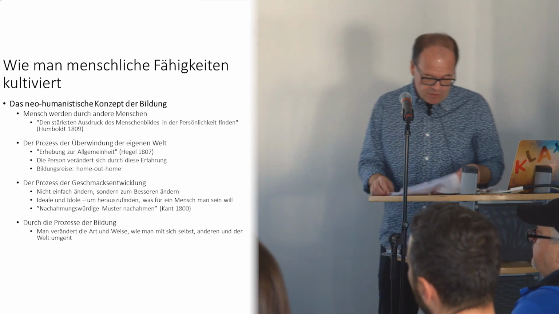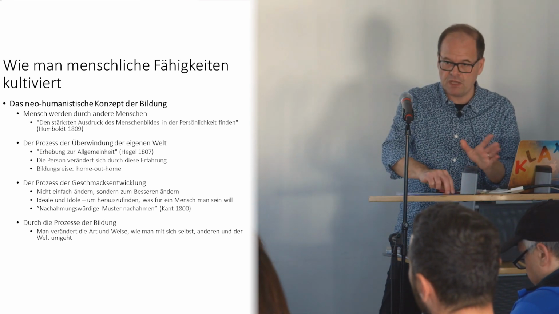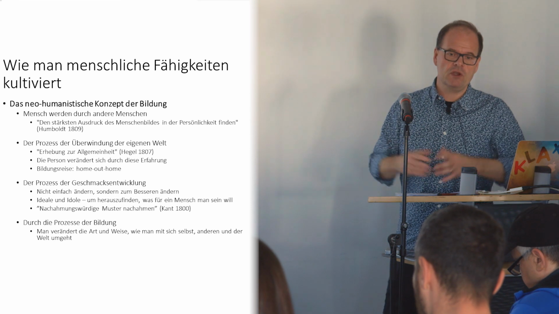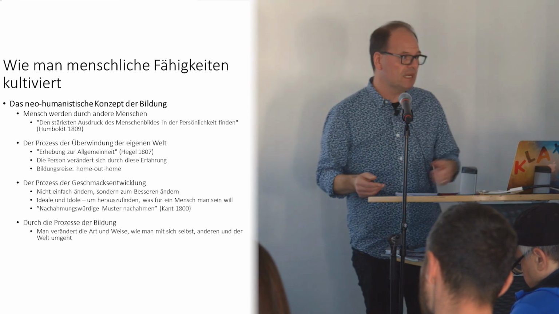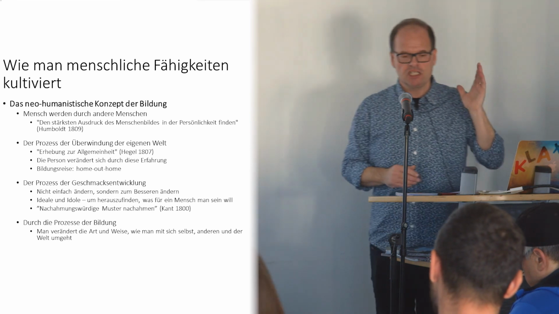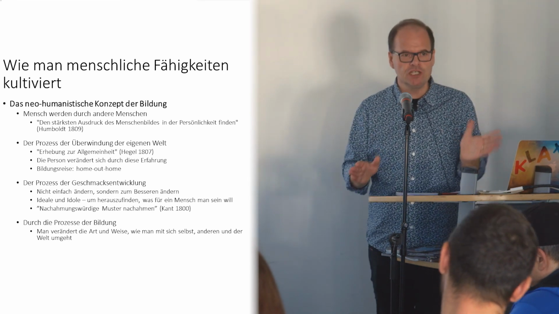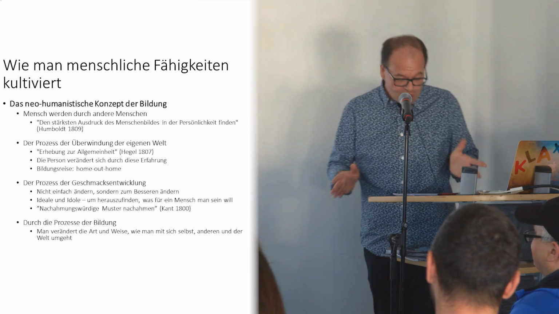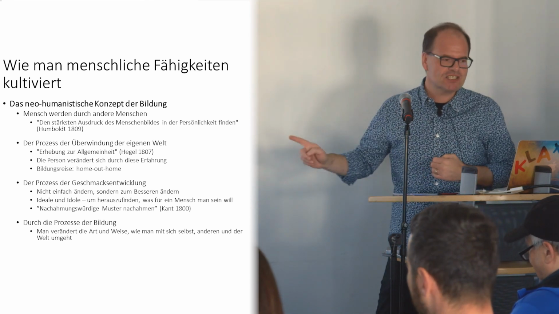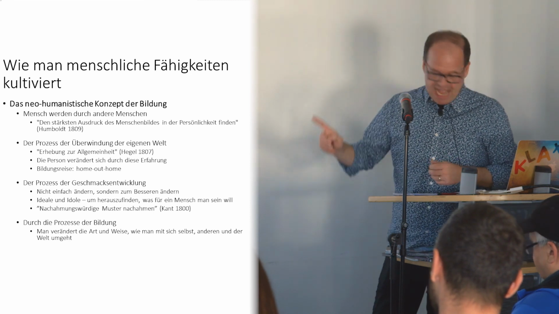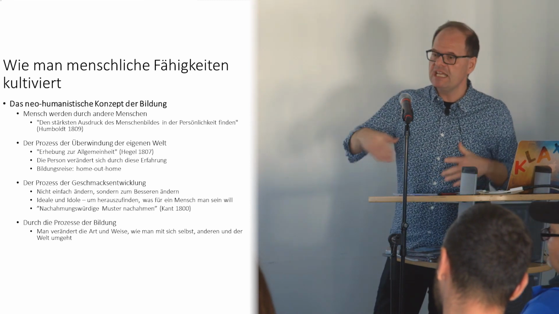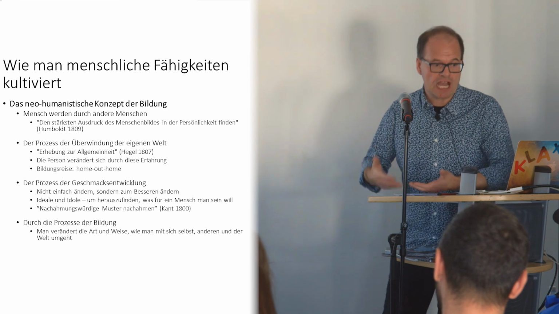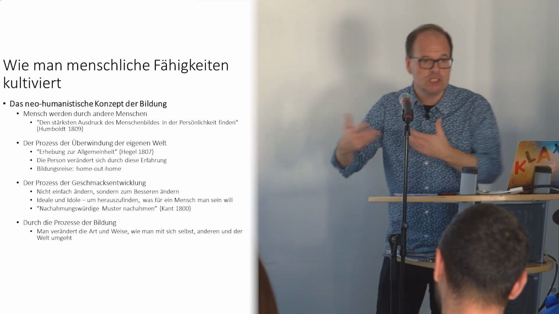Okay, now I come to this neo-humanistic concept of Bildung. You might be familiar with it. The neo-humanism started 200 years ago. It was people like Humboldt, Herder, Schiller, Schlegel, Hegel, a lot of good white dead men, right? And I'm sorry for that, but they said something important that we can use today. And what is quite important is that they talked about how the Bildung process goes on. How do you change a person? How does a person become a human through others?